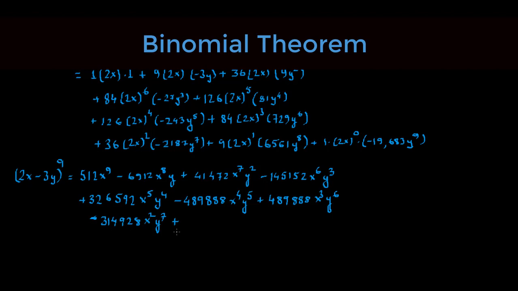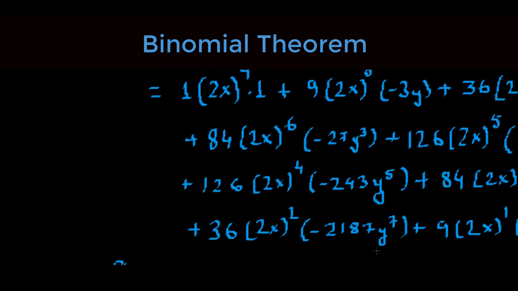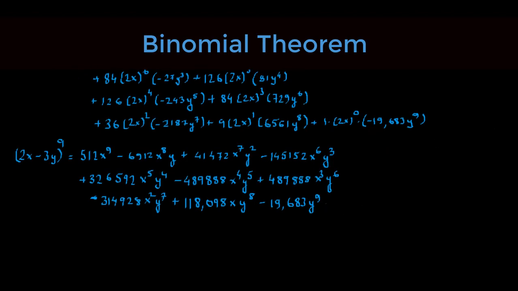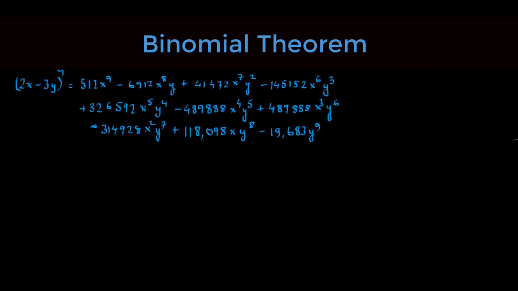9 times 2 times 6561, which is 118,098 x y raised to the power 8. Negative. So this is 1 times 1 times 19,683 y raised to the power 9. We took a very difficult one. So this is the binomial expansion. Way too bigger. So this is the binomial expansion of twice x minus 3y whole raised to the power 9.